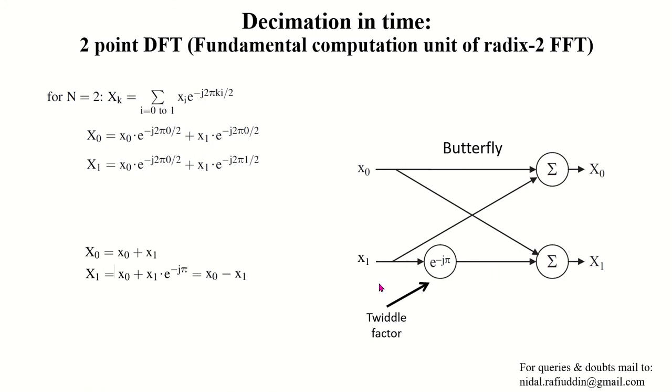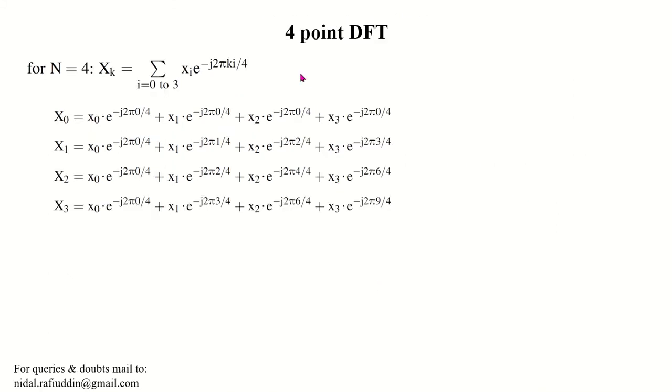Now if we try to compute the 4-point DFT, for a 4-point DFT we have N equal to 4, and in this case X(k) is given by the expression summation i equal to 0 to 3 of x(i) e raised to the power minus j 2 pi k i divided by 4. Note again that we are now talking in terms of i and not n.